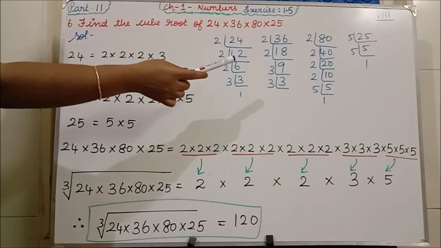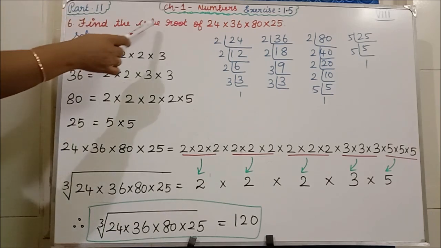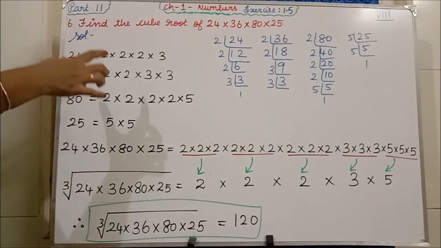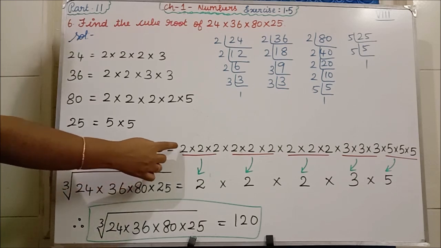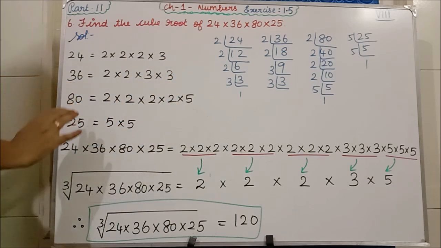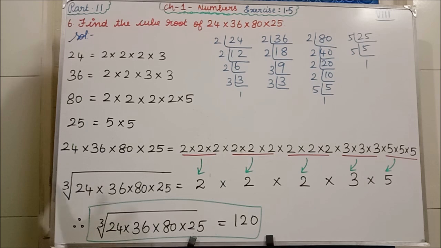Here this is a small, simple LCM only I am doing. These are small numbers you can do very easily. Now in the question they are asking cube root of, isn't it? So before finding the cube root we will write 24 into 36 into 80 into 25 equal to. Totally how many 2s, how many 3s, how many 5s are there, I am going to write.